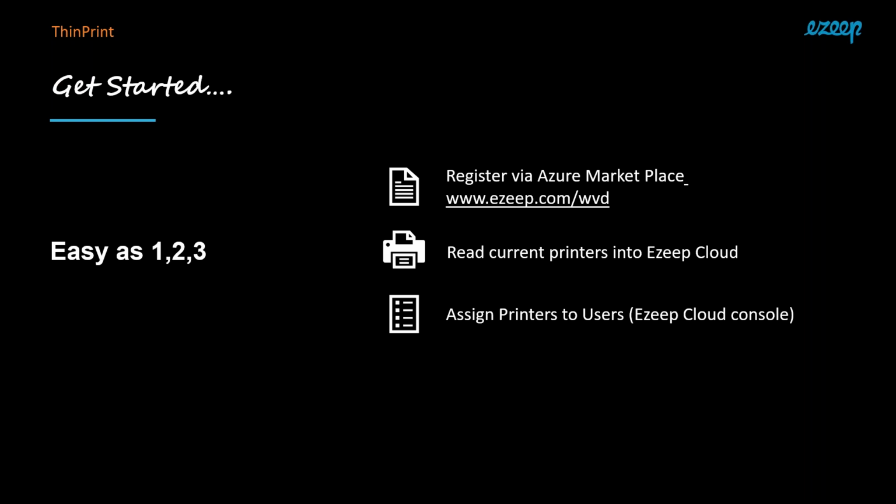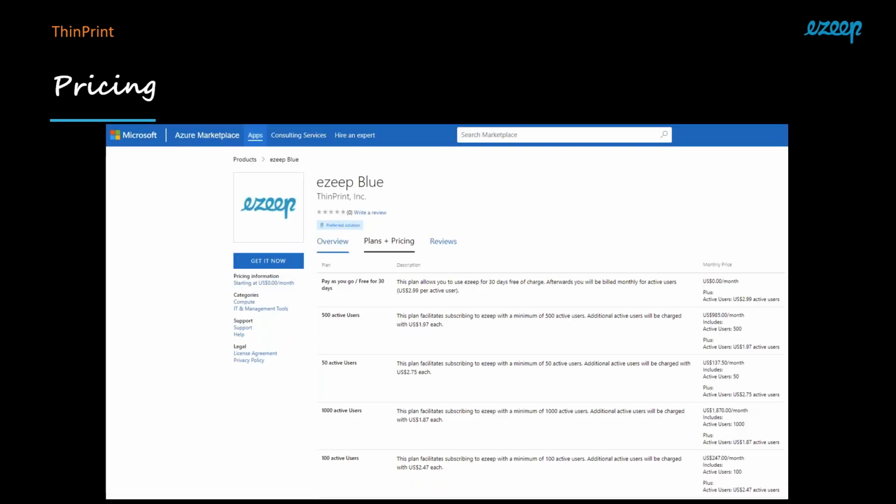for today. The second part is install your connectors and read those current printers into the Ezeep cloud via your connectors. And then the assignment part, which is what I showed you in the demo, from your Ezeep Cloud Console, assign printers to users or user groups. It really is that easy, 1, 2, 3.